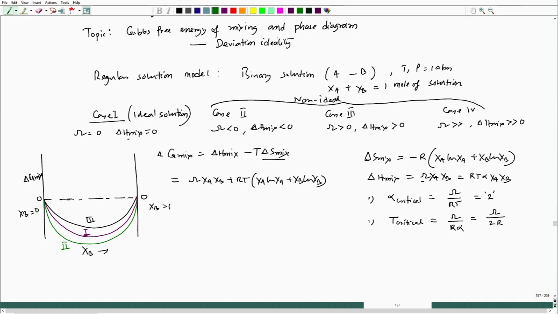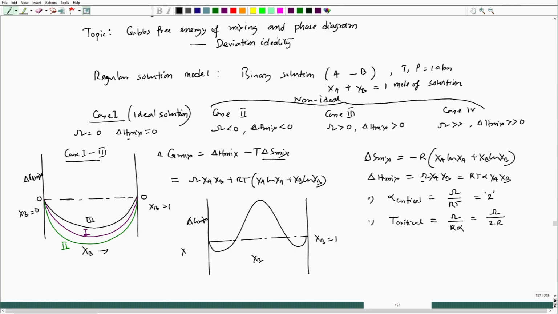We have seen that before, but when we discussed case 4, it was like this. This is delta G mix, x b equal to 1, x b equal to 0, and x b is varying this way. This is the 0 value for delta G mix.